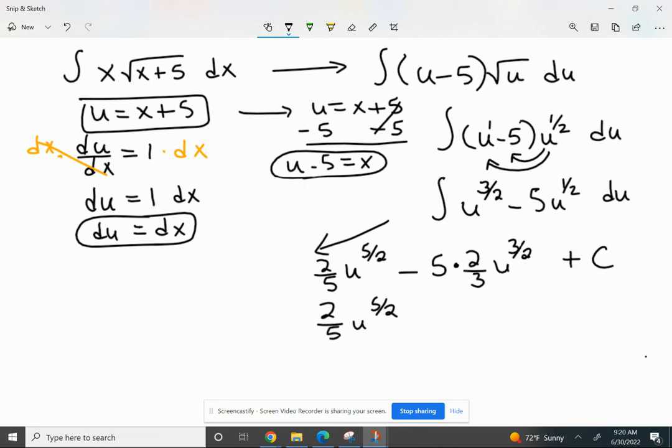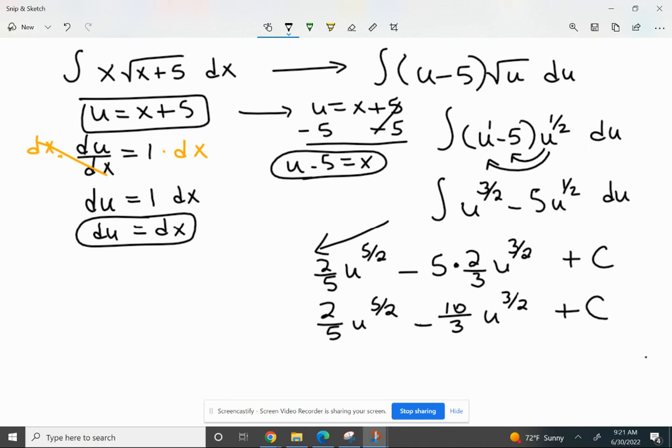So I have 2/5 u to the 5/2. I can multiply here: negative 5 times 2/3, just multiply the numerators, gives negative 10/3 u to the 3/2, plus c. This is really, really messy, but this is correct.